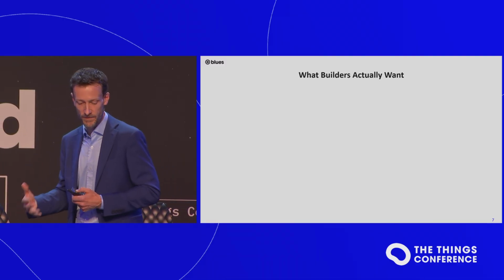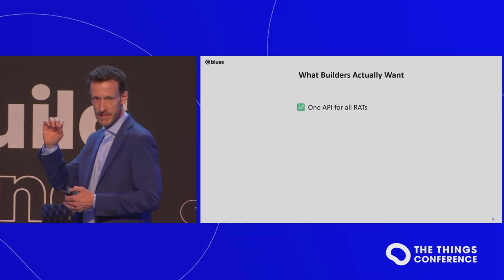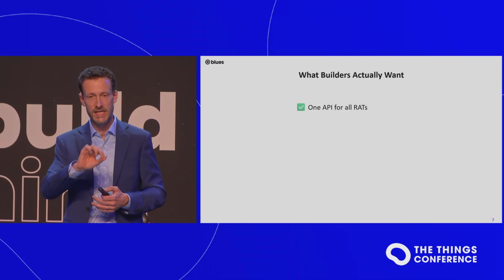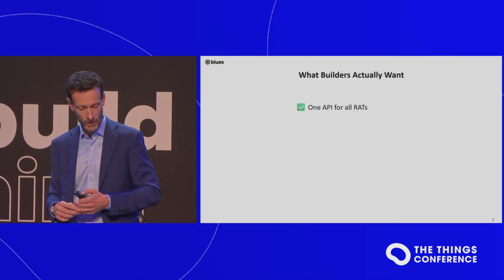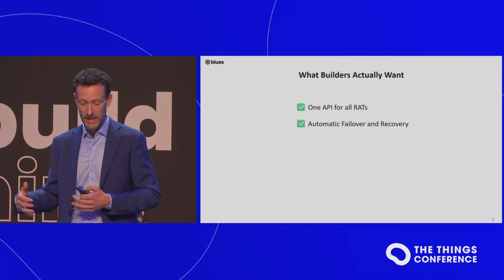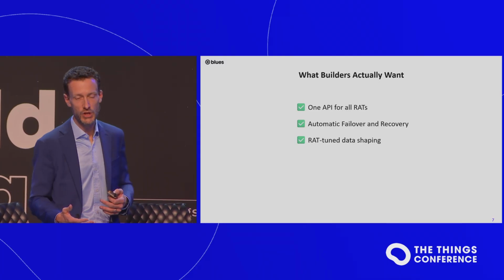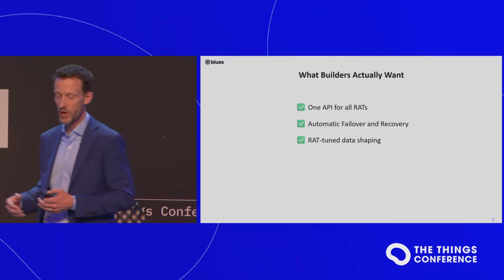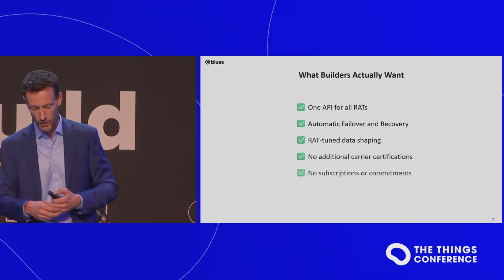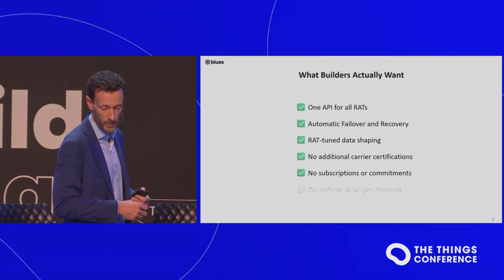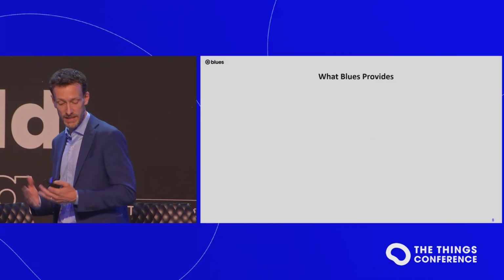But wouldn't it be better if instead adding a second or third radio to a project was as simple as selecting a new module that provided a consistent API from one radio access technology to the next? Or a module that handled failover and radio selection for you? A module with RAT-specific data shaping so you can serve bytes on constrained networks? Or a module with no additional carrier certifications, no subscriptions or commitments, and a pay for only what you use approach? The reality is that this is not a pipe dream.